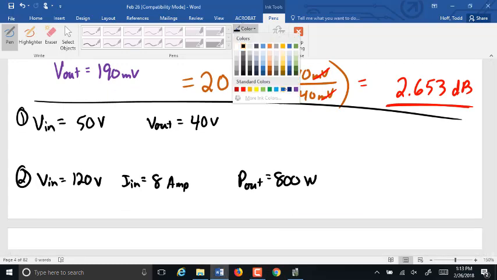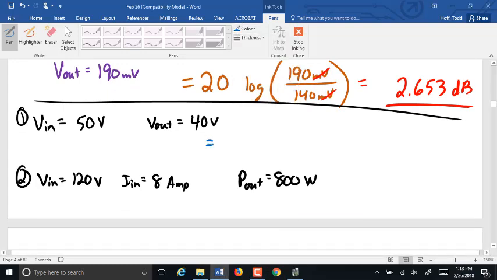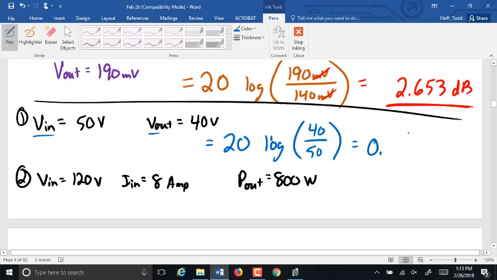So the first one, what formula do we use? First of all, is it 20 or 10? It's 20 because we're using voltages. So 20 times the log of 40 over 50. Very good. Which is going to give us 1.938. Is that correct? That should be negative. You are correct. So it's almost a 2 decibel loss.